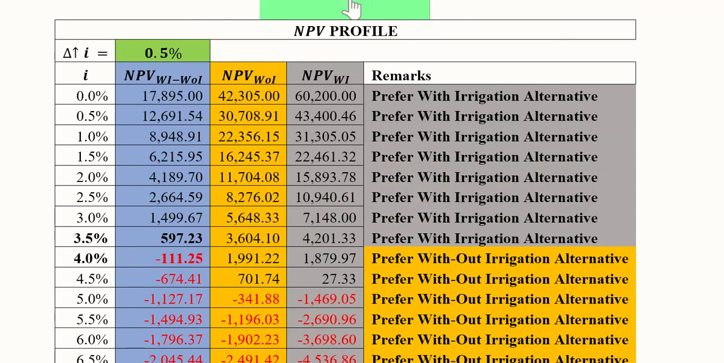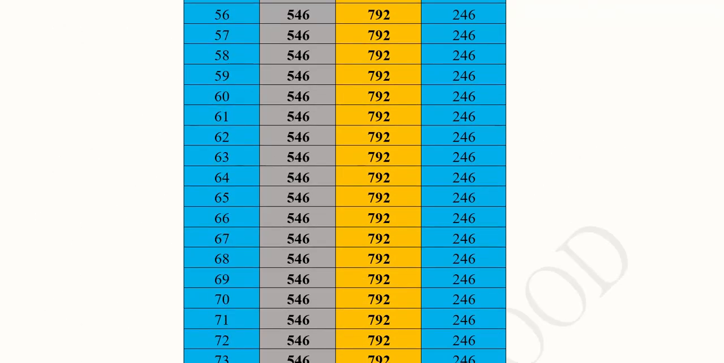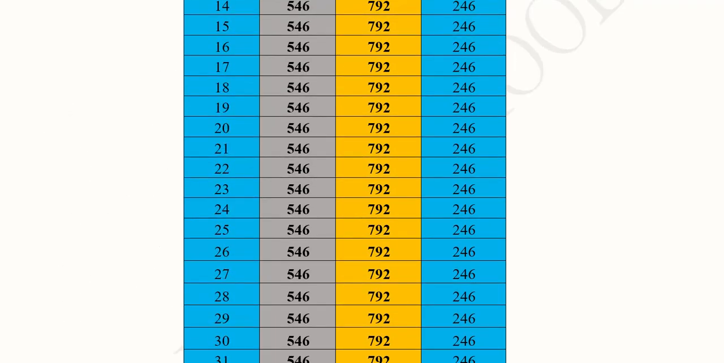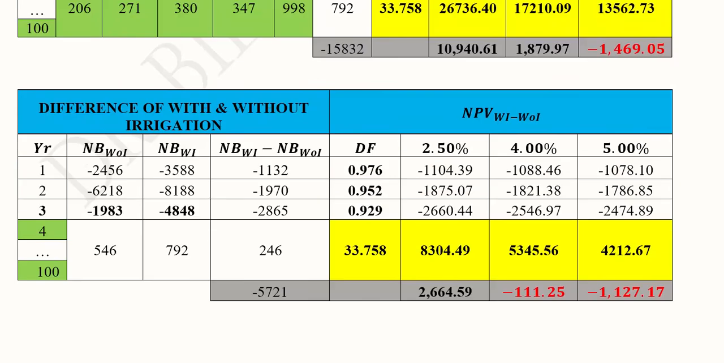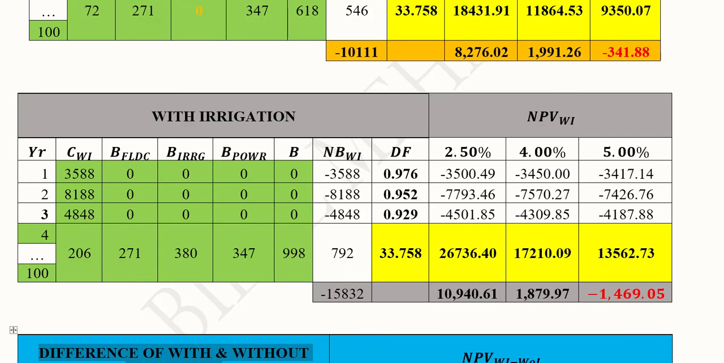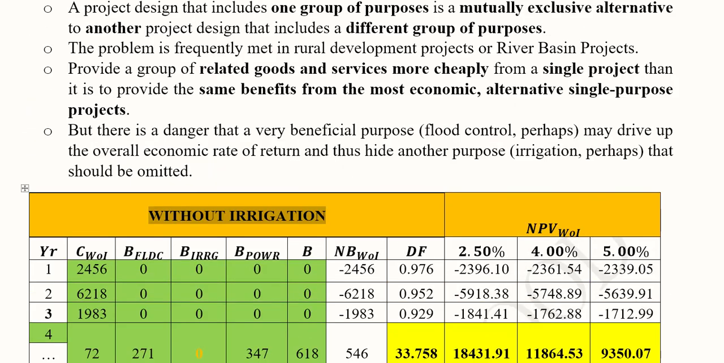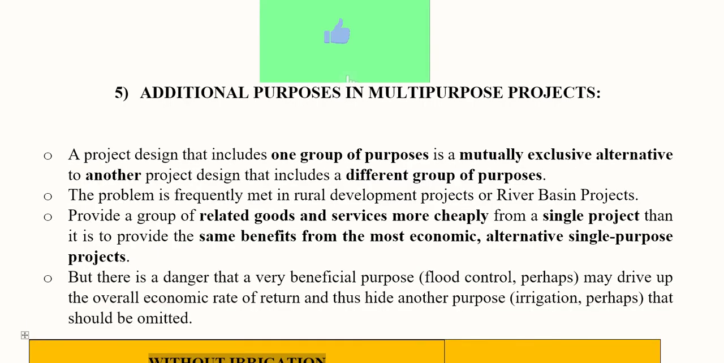This was the NPV profile that guided us about the crossover discount rate, and before that we listed all the years and saw how the stream looks for this multiple purpose example, and this was the difference of the two possibilities with and without irrigation. Their NPVs at different discount rates, and this was for the with irrigation alternative, and this was for the without irrigation alternative. Now this is how it looks, and this was actually the comparison of the multi-purpose projects, which is under the umbrella of mutually exclusive projects, and they are now complete because we have done all 5 cases. Thank you.